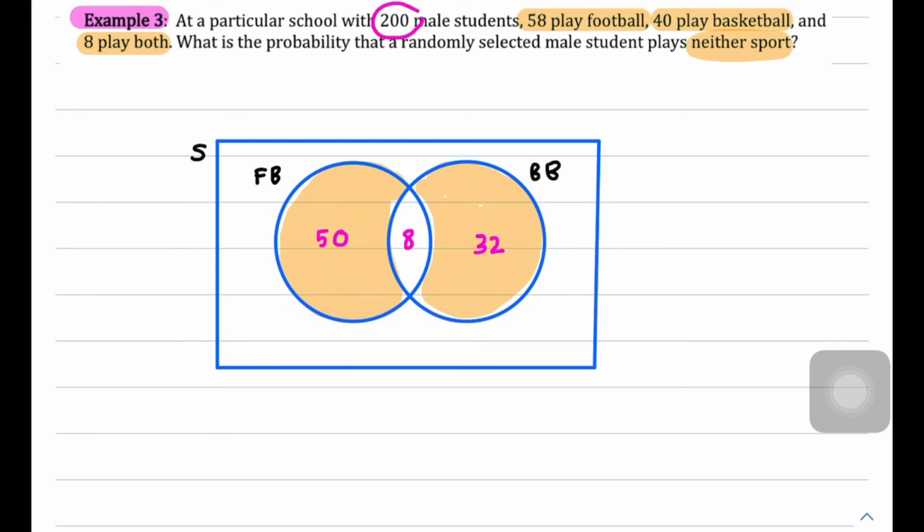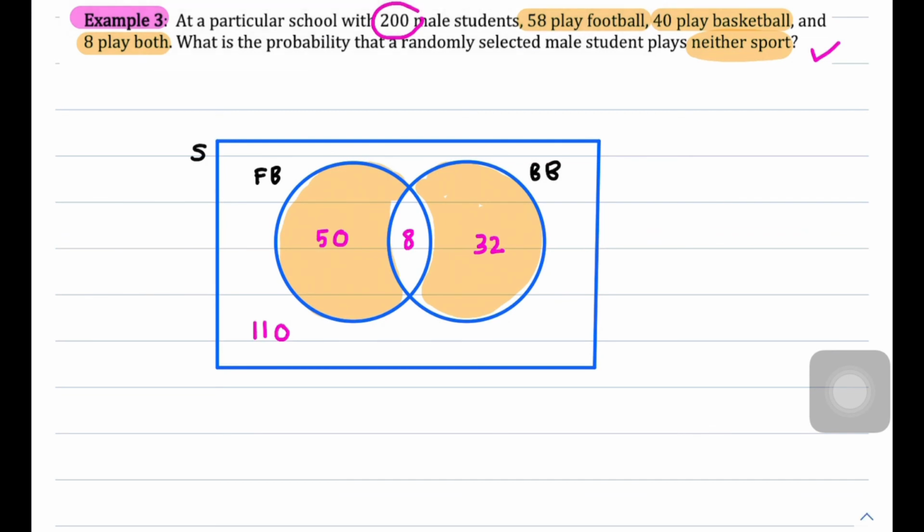So where is the rest of the students? The rest is 200 minus 50 minus 8 minus 32. Then you have 110. So where is 110? Outside the circles. Yes, so you have 110 here, which is the students who play neither sport. Okay, so that is what the question wants you to find.